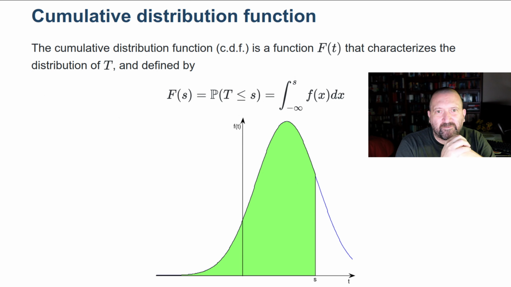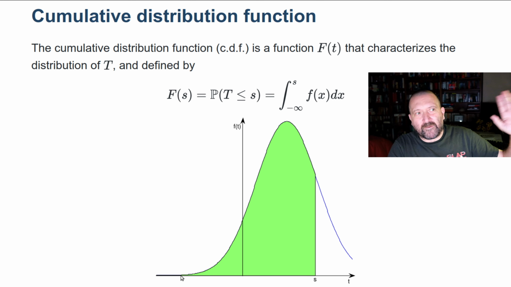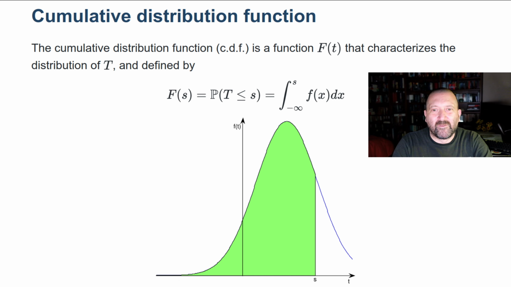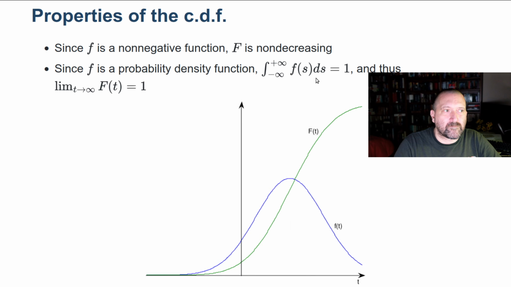The cumulative distribution function is simply the integral of the probability density function from -infinity to a given value. This gives you the probability that the random variable takes values less than or equal to the s that you're considering. You simply integrate, and therefore this is the area under the curve from wherever your distribution starts to point s. Often we say t, so it's simply this integral.